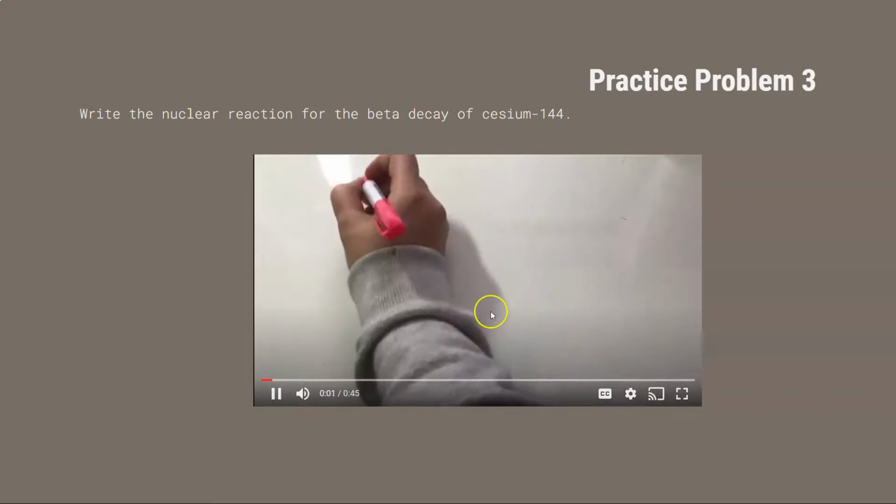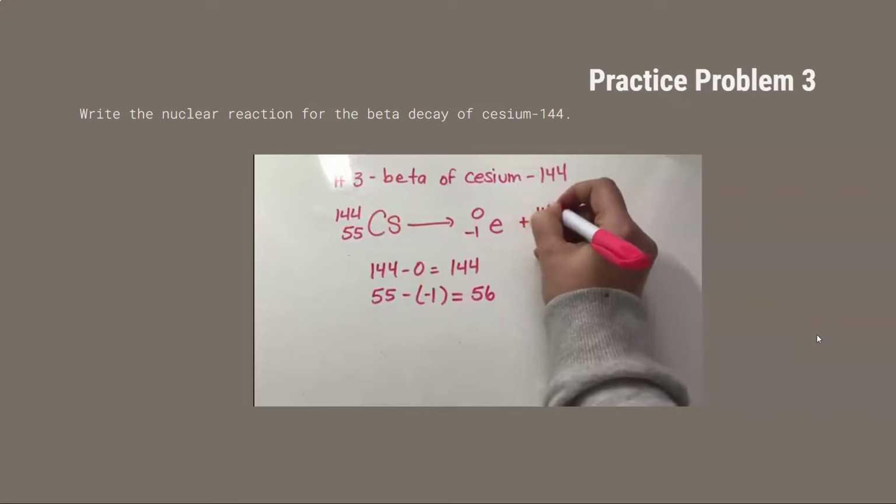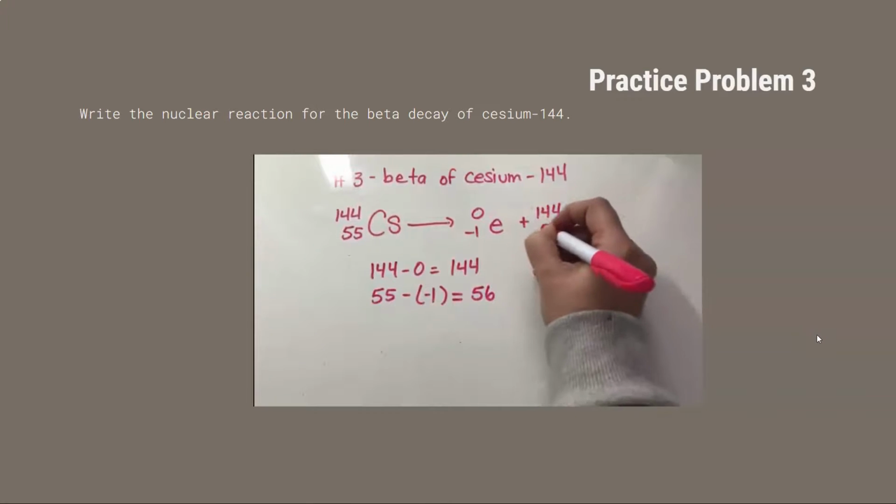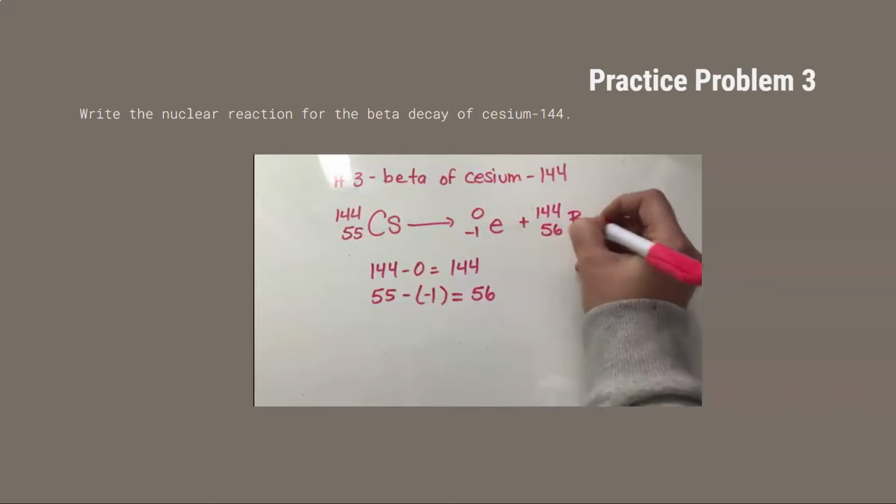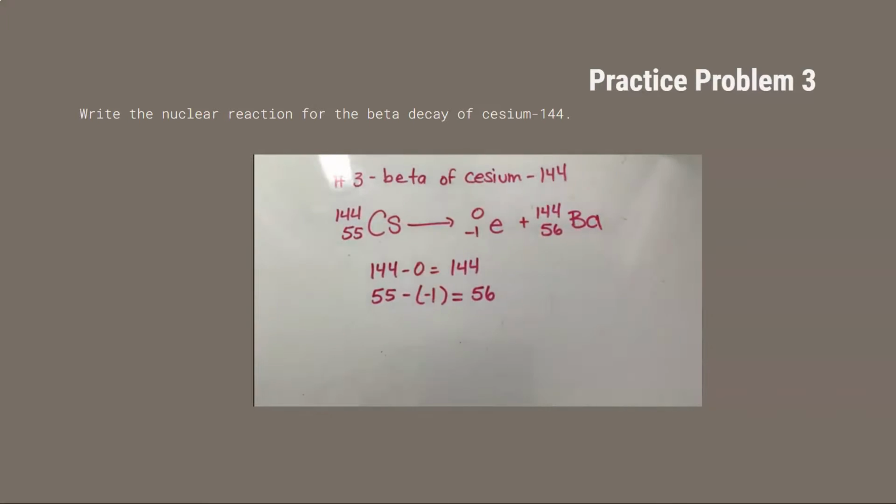So now my new number is 144 over 56. So I go to the periodic table, look for 56, and I find that it's barium.